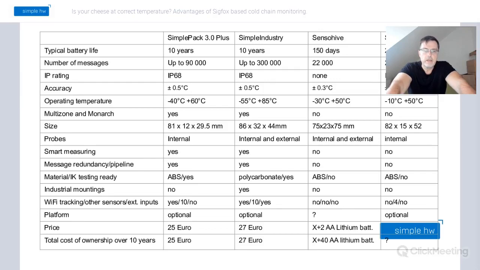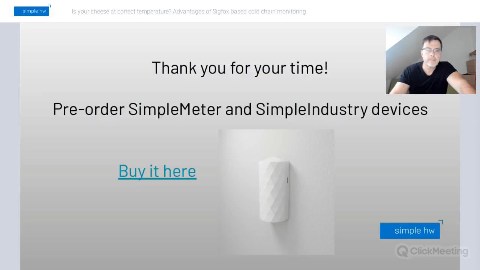Each of them is suitable for a different use case, but have a look at it. If you have any questions, we are open to any questions. And I think that's it for the cold chain monitoring.